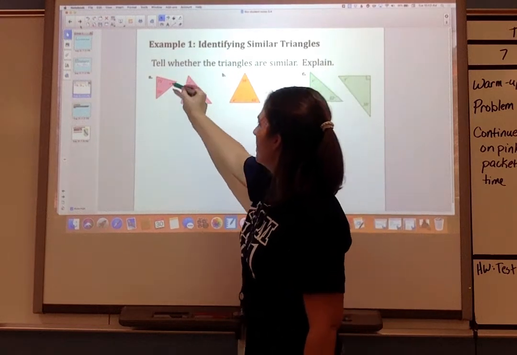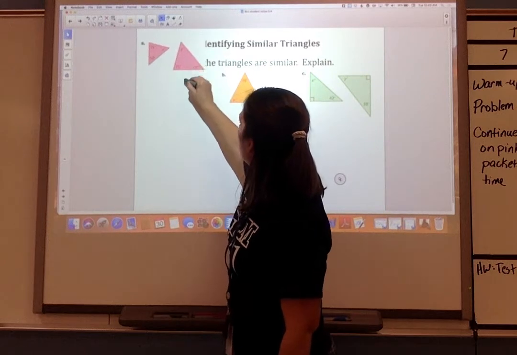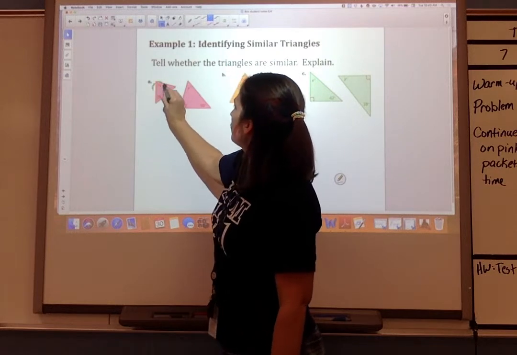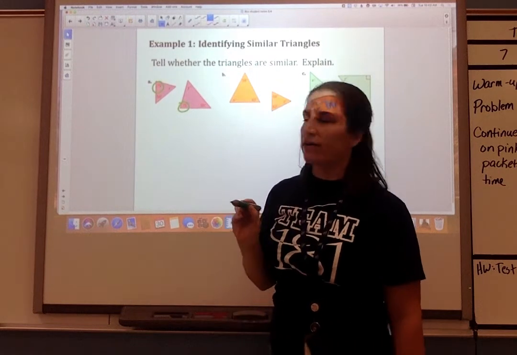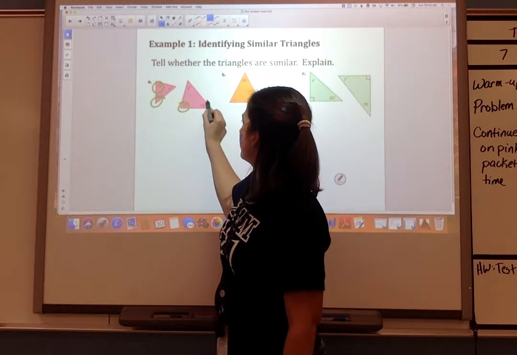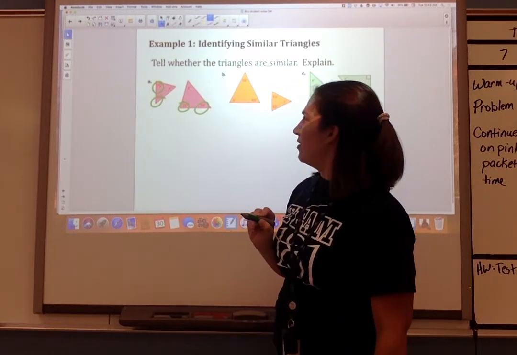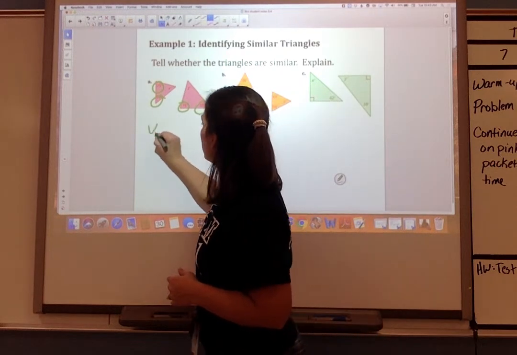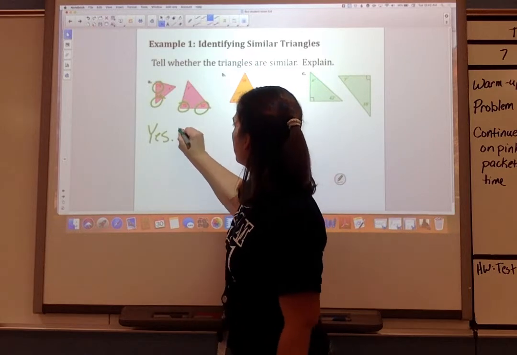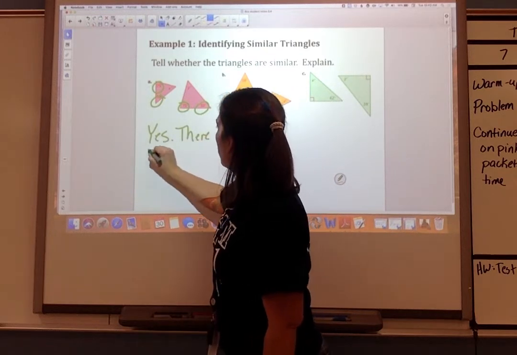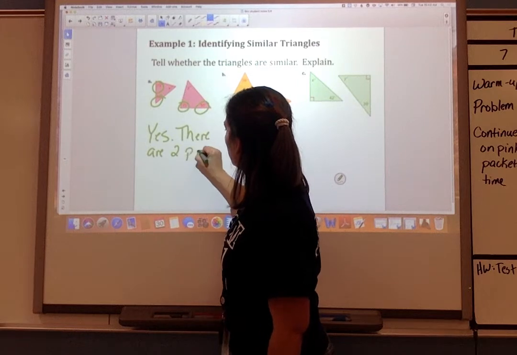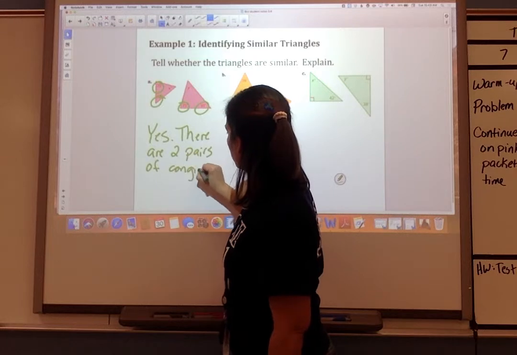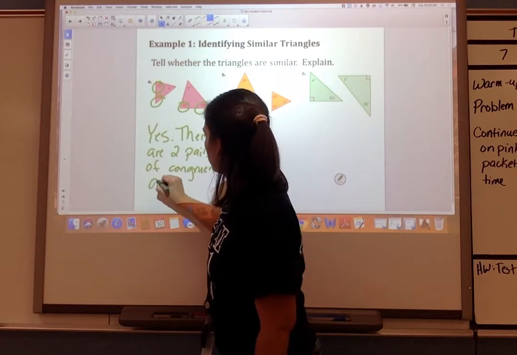So we can look at this first example and we see, all right, we see that each triangle has a 75-degree angle, and we see that each triangle has a 50-degree angle. So therefore, X and Y are also congruent, and yes, they are similar. And we're going to say, yes, there are two pairs of congruent angles.